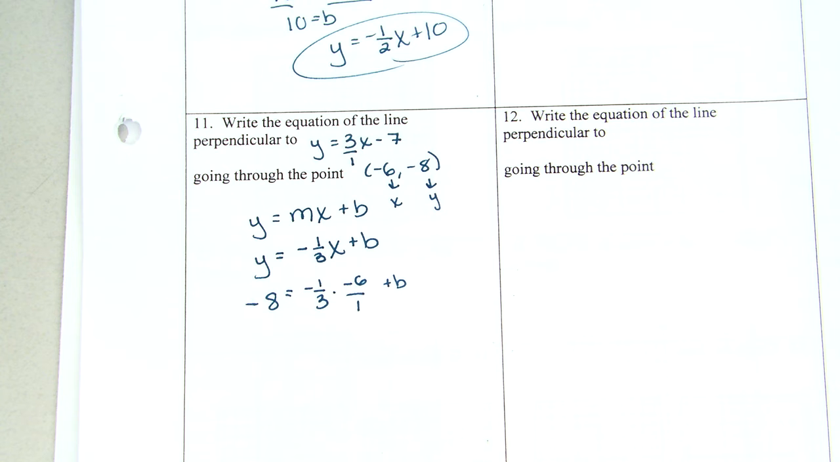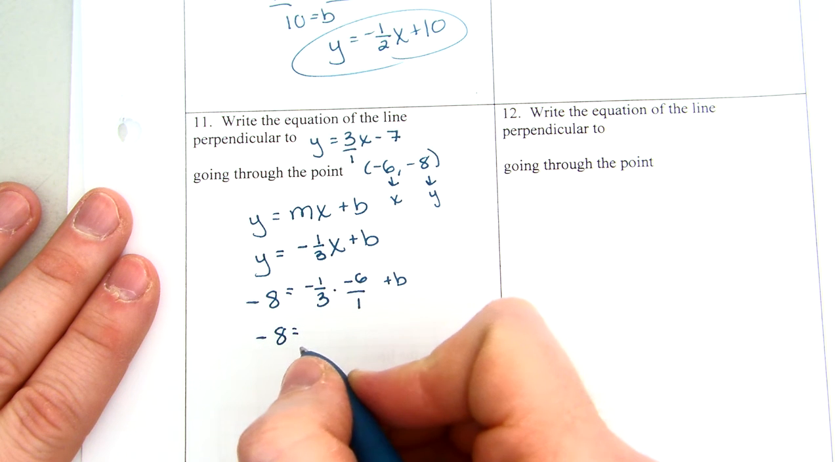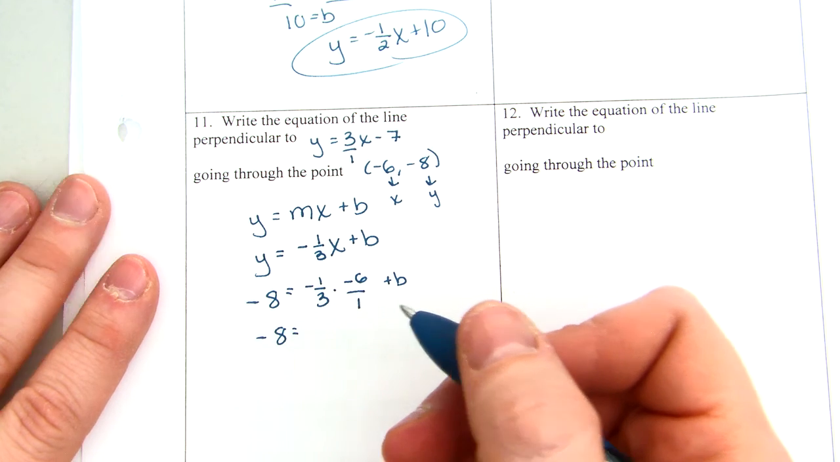Danny, have you found your b value? What did you get for your b? Or what's your whole final answer? You can also say that. Negative 10 for the b. I like it. Perfect. Y equals negative 1/3 x minus 10.